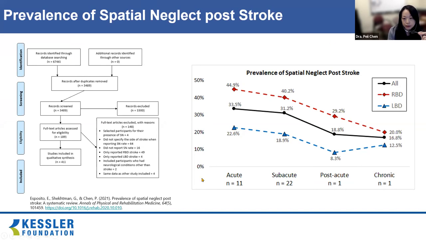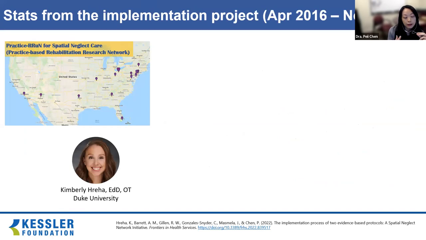This data is based on our systematic review. And we also have firsthand data I can share with you. Kimberly Rayhart is a dear colleague of mine. We have worked together for more than 10 years. And we just recently completed a huge project we call the implementation project. We worked with 16 different rehabilitation hospitals across the United States. We trained all the OTs in these hospitals how to assess and how to treat spatial neglect.